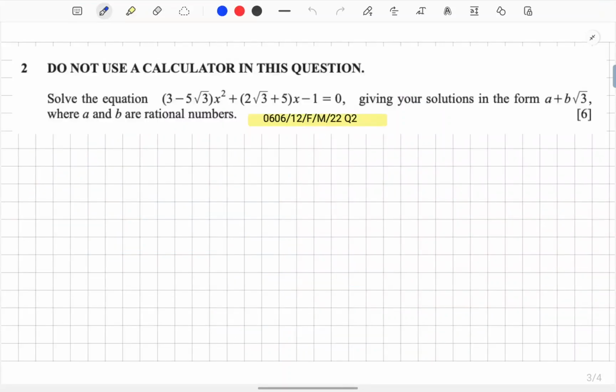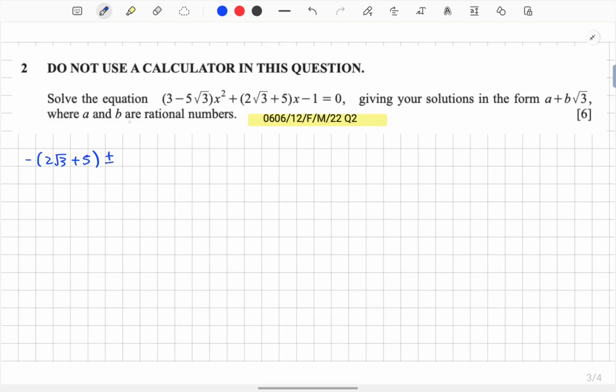In the last question, we need to solve this quadratic equation, and the solutions have to be in the form of a plus b root of 3. So then we'll apply the quadratic formula, and the first term will be the opposite of b, which will be negative 2 root 3 plus 5. And be careful of the parentheses, it has to be there because the negative outside will distribute inside.